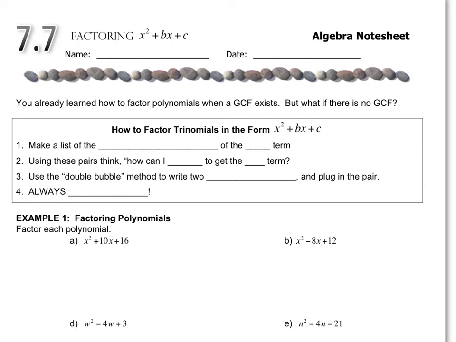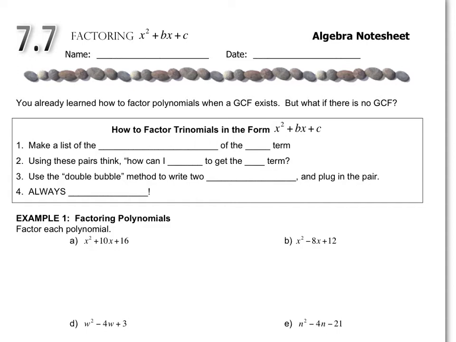Today we're going to talk about how to factor polynomials, more specifically trinomials in the form of x squared plus bx plus c. We've learned how to factor them when we have a greatest common factor, meaning that we have a factor in all of the terms of the polynomial that we're looking at. But what if there isn't a greatest common factor? That doesn't mean we can't continue to try to solve the problem, and it certainly doesn't mean that there aren't other ways to get there.